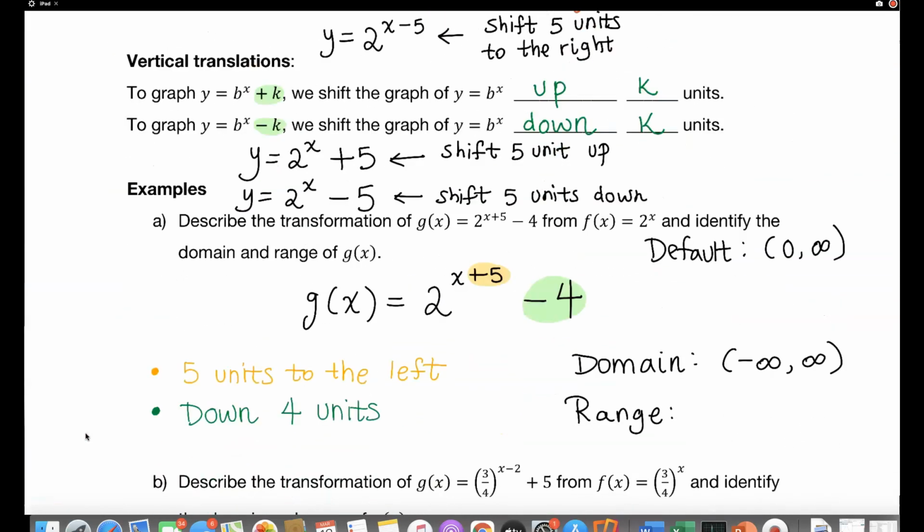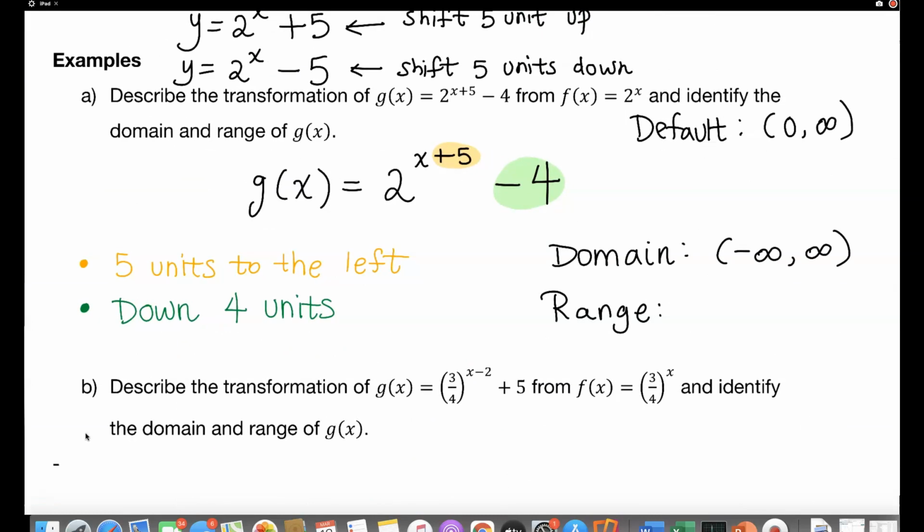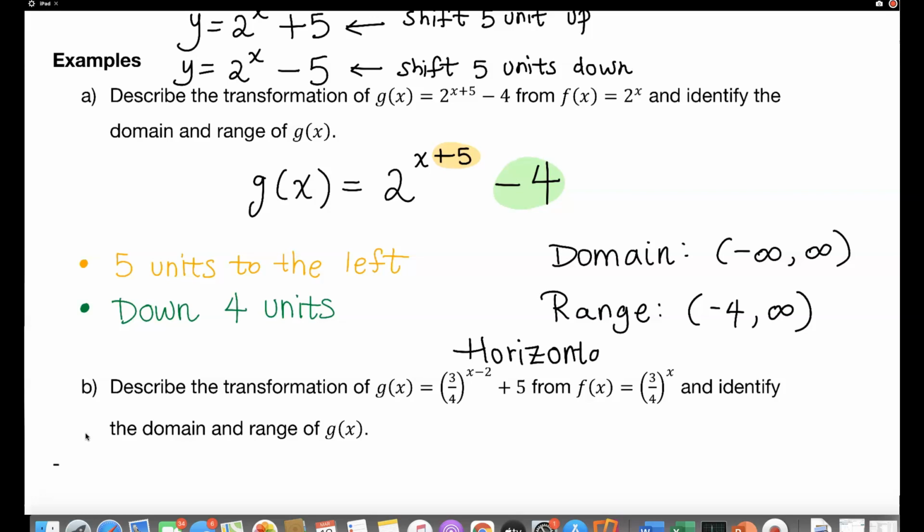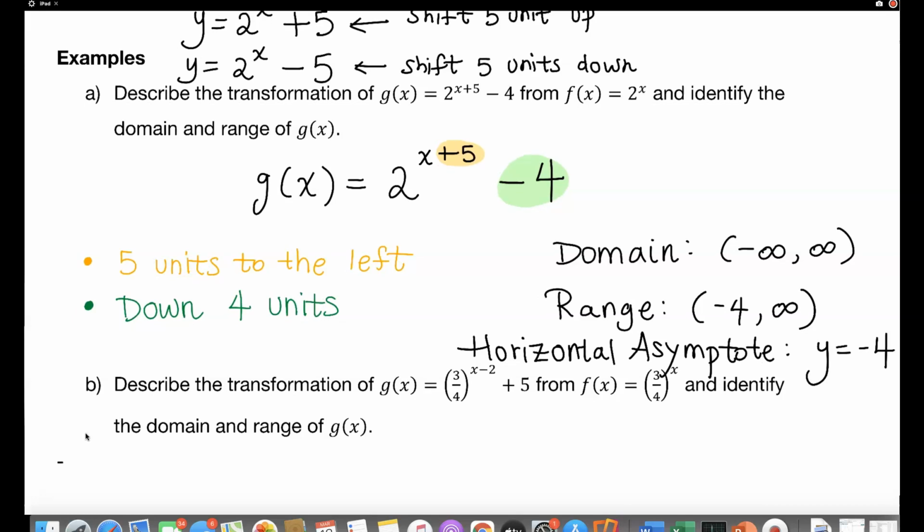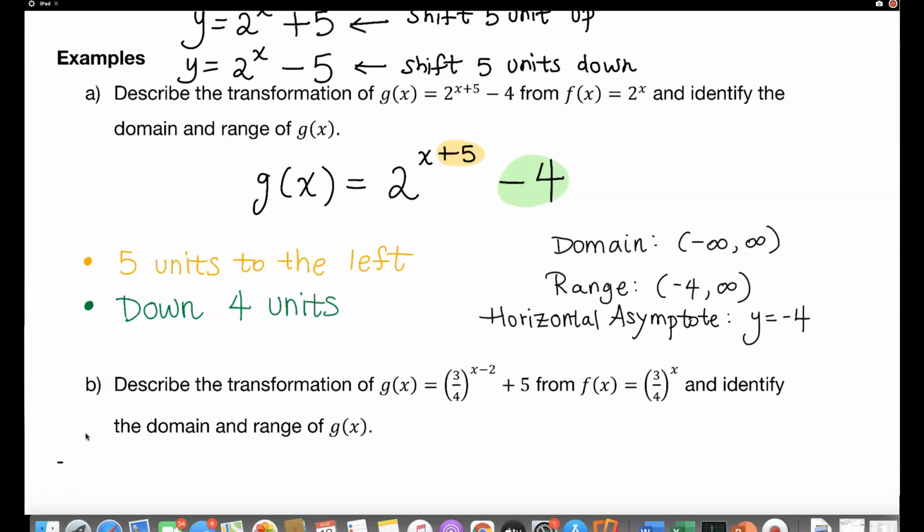But notice we moved this graph down 4 units, right? So because the graph went down 4 units, the range got shifted down too. So the range is not going to be from 0 anymore. The range is actually from negative 4. And we can maybe add one extra thing. We can say that the horizontal asymptote is at y equals negative 4. So that was just some extra thing that I wanted to add. But because the graph got shifted down 4 units, the range is no longer 0 to infinity, but it is negative 4 to infinity. So that was important here.